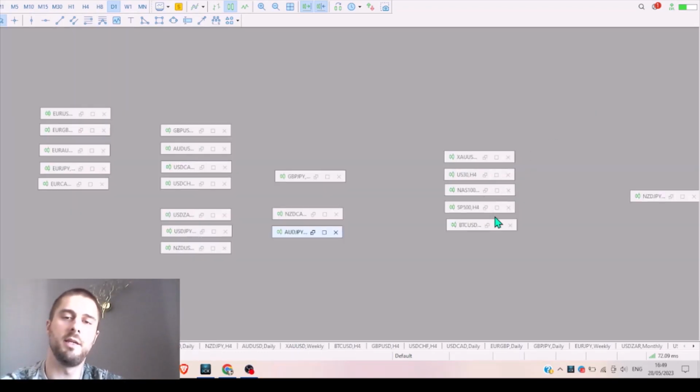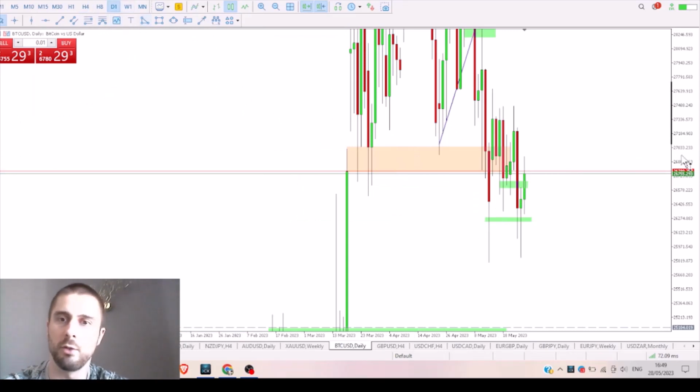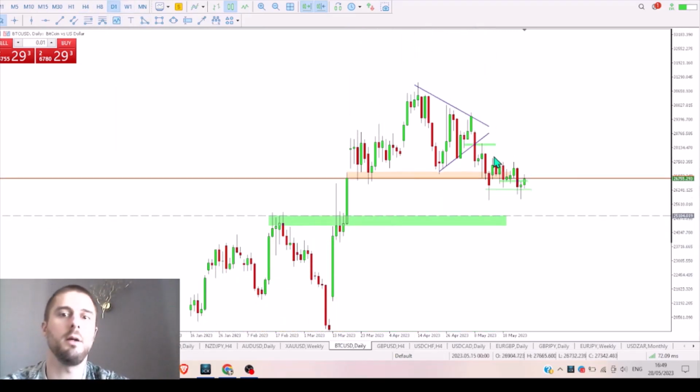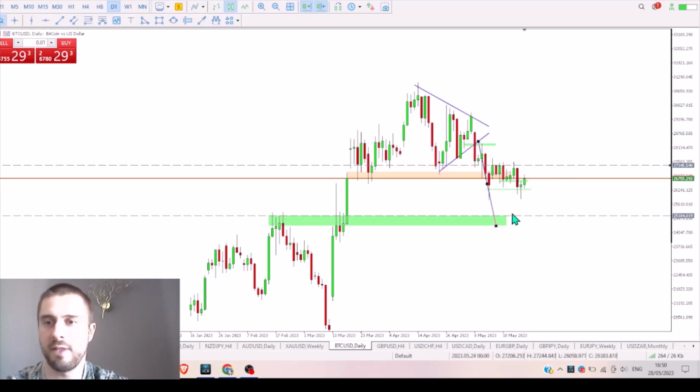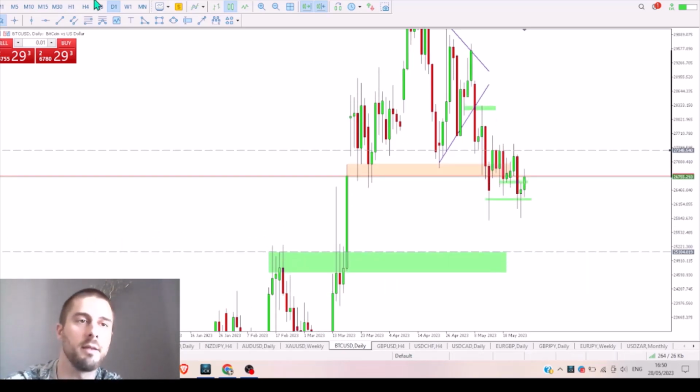Anything else, guys? Let's see Bitcoin, and here I have something to share with you. Overall I was bearish on this chart, selling from this retest of this triangle pattern. I expected full continuation to the downside all the way back to the 25,000 zone area. This hasn't happened yet, but I have managed to take some profits here and to re-enter somewhere here.